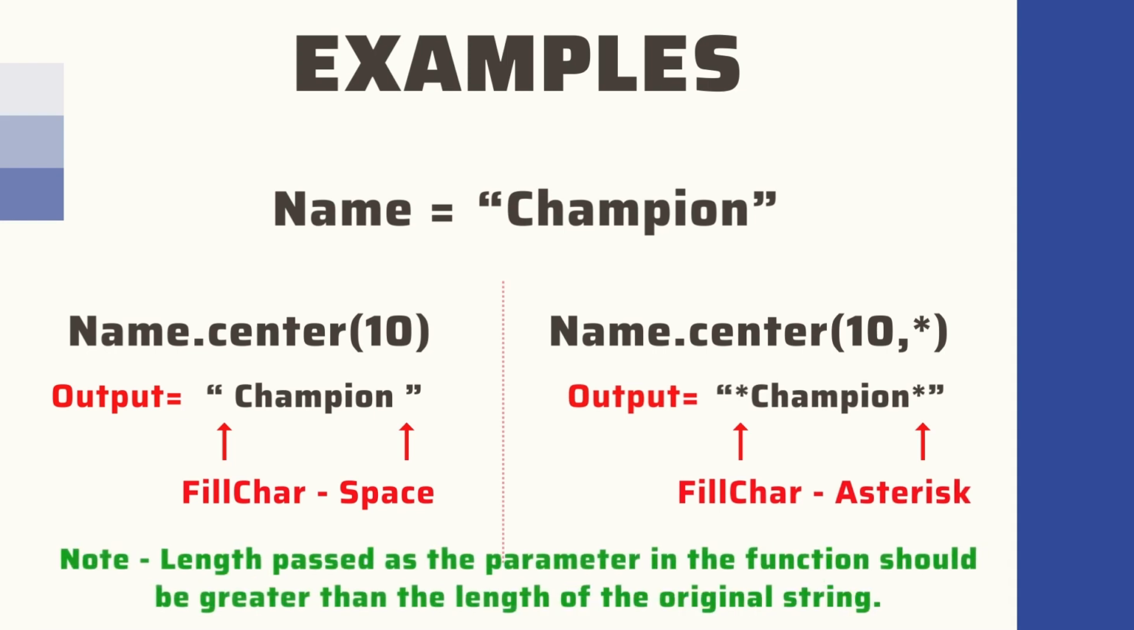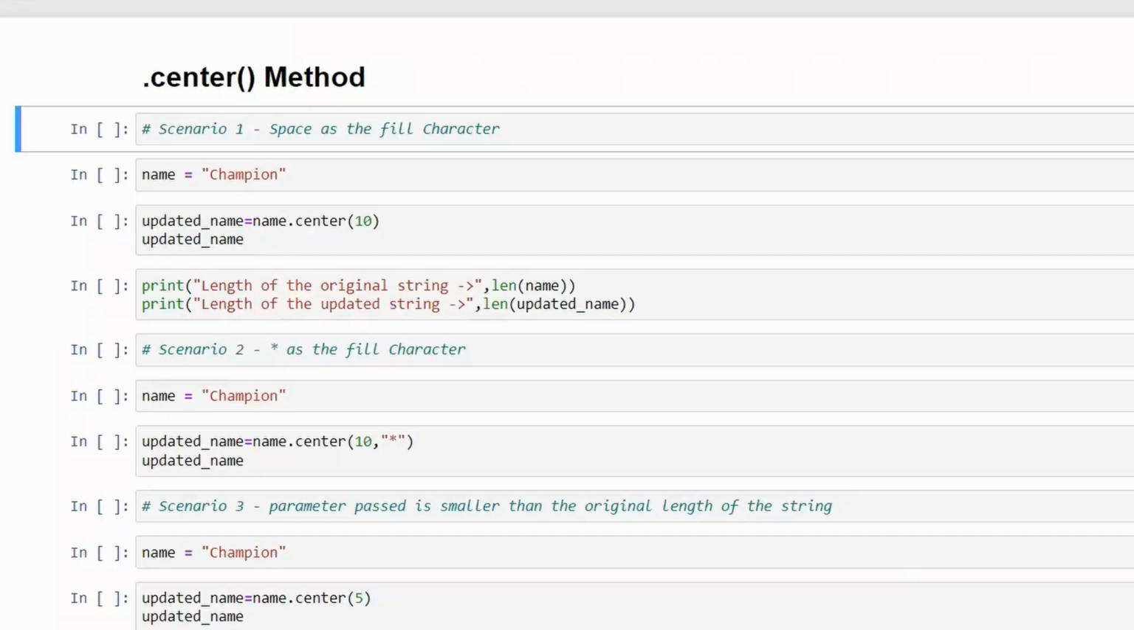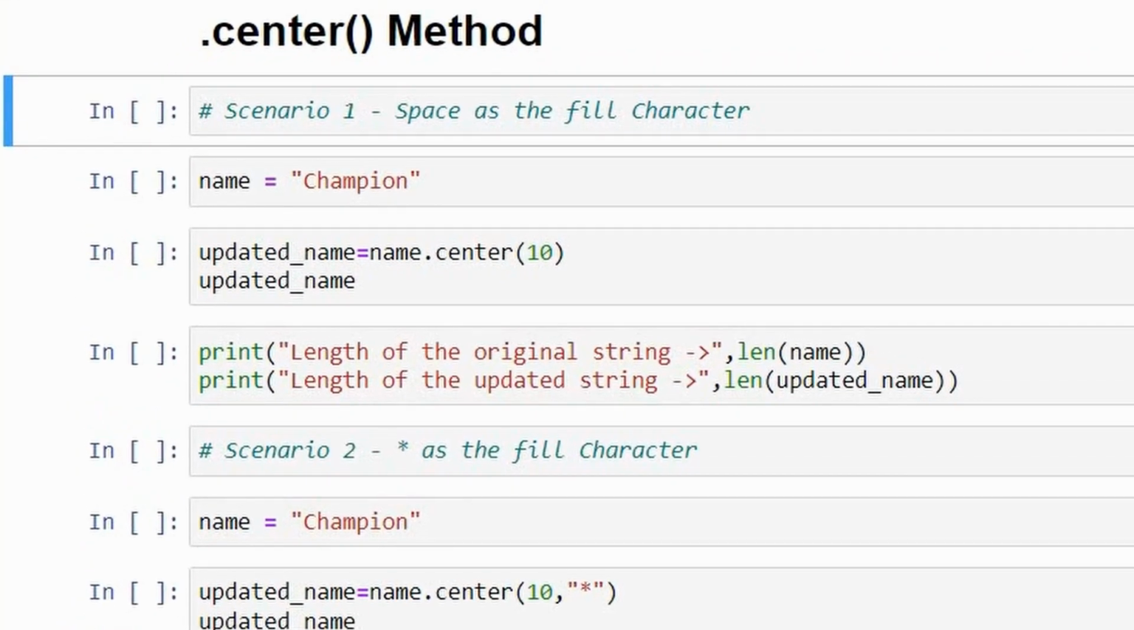Note that the length passed as the parameter in the function should be greater than the length of the original string. This method will return the string after padding it with the fill character. Also note that this method will not modify the original string. Let's see this example in action in Jupyter Notebook.